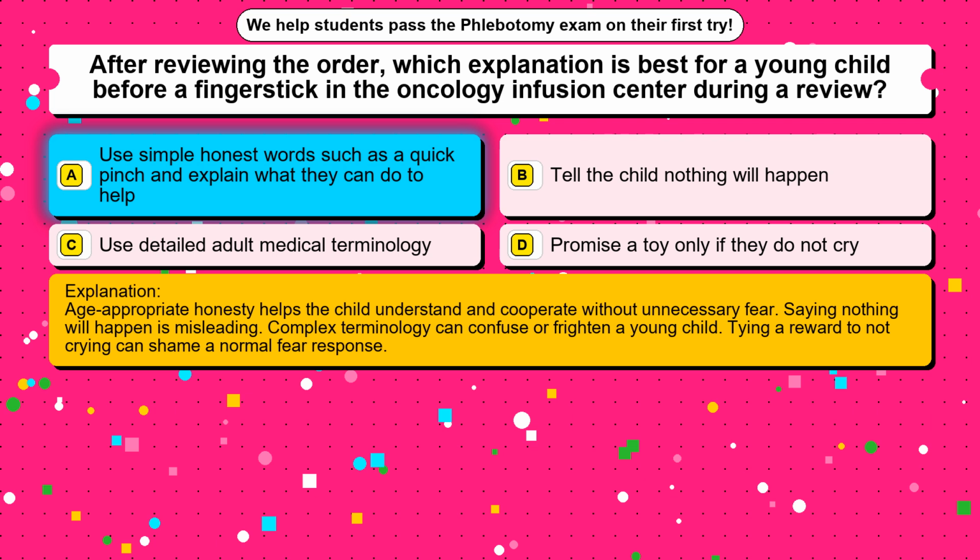Age-appropriate honesty helps the child understand and cooperate without unnecessary fear. Saying nothing will happen is misleading. Complex terminology can confuse or frighten a young child. Tying a reward to not crying can shame a normal fear response.